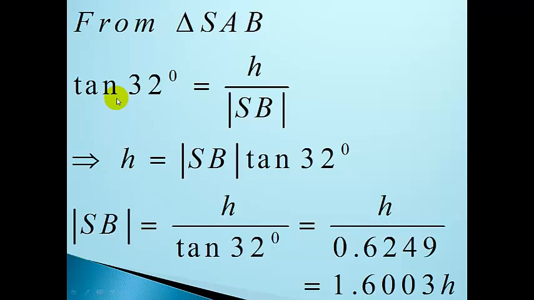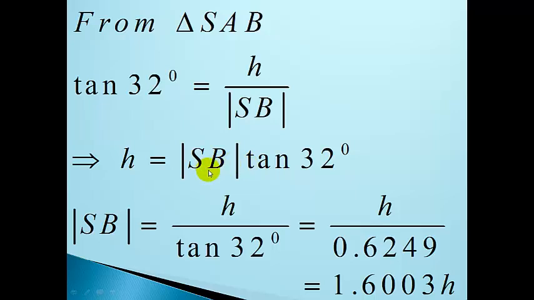Take note that tan 32 degrees is the same as tan 32 divided by 1. But tan 32 divided by 1 is the same as tan 32. That is why the 1 cannot be seen. So by cross multiplication, when we multiply H by the 1, we have H. And this is equal to, we now multiply SB by tan 32. So we have H is equal to SB tan 32.